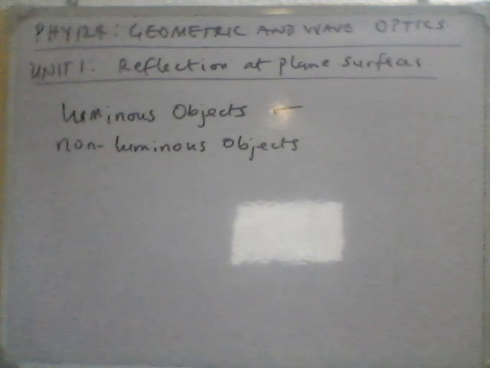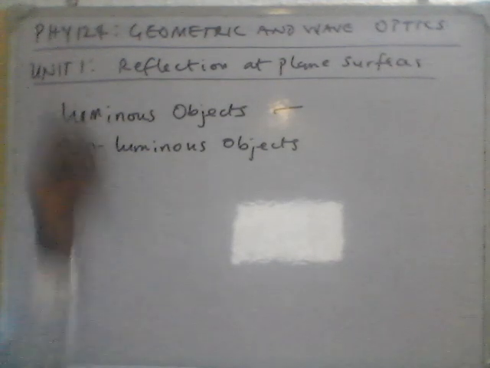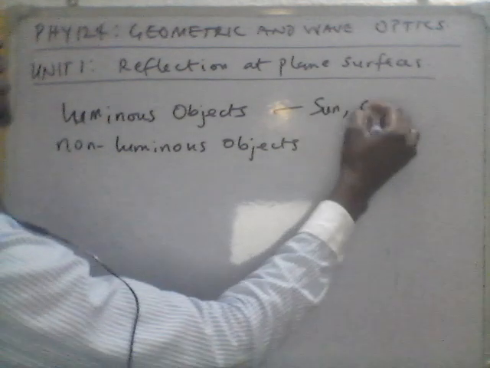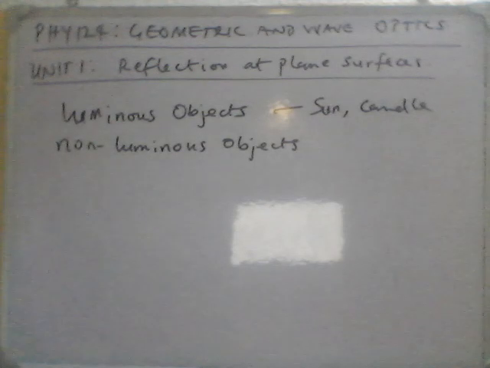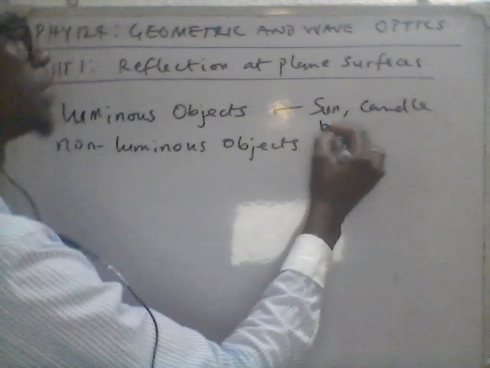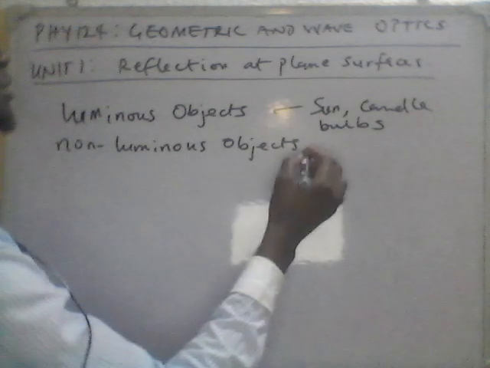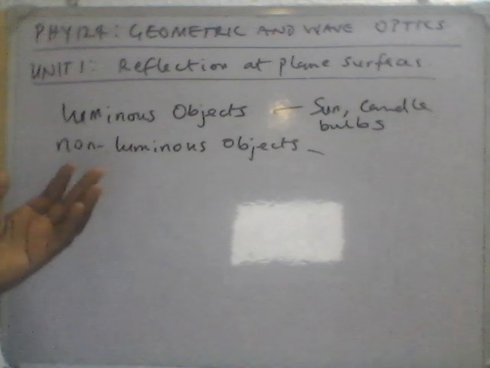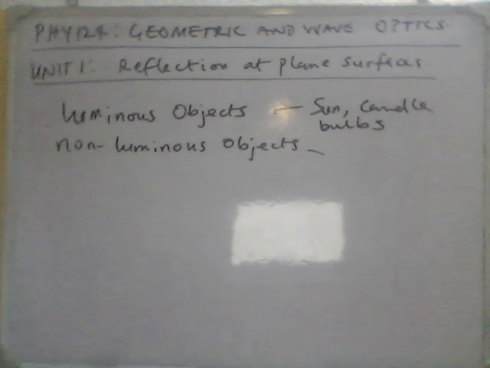The luminous objects are objects that emit their own light rays. Examples: the sun, a candle. What else? Bulbs. All these can produce their own light. Non-luminous objects, on the other hand, do not produce light but become visible by reflecting light from luminous sources. An example of a non-luminous object is the moon. The moon is non-luminous. Why? Because it reflects the light emitted by the sun, of course, which is a luminous object.